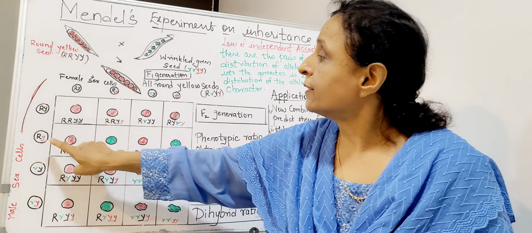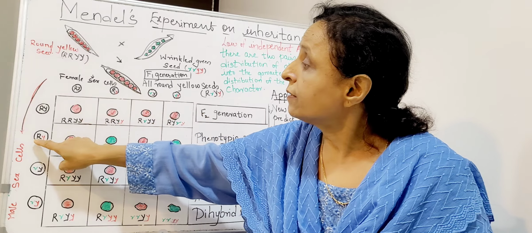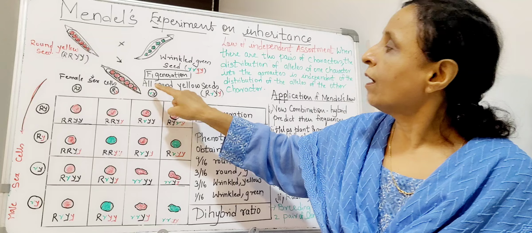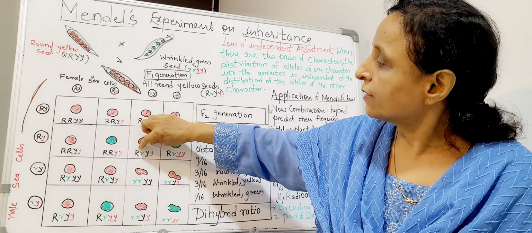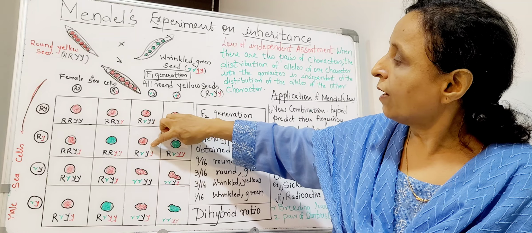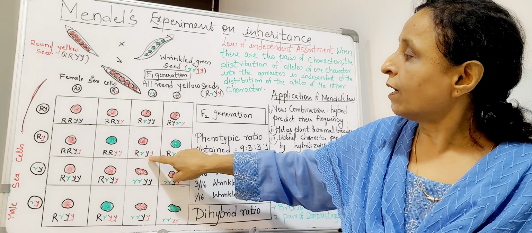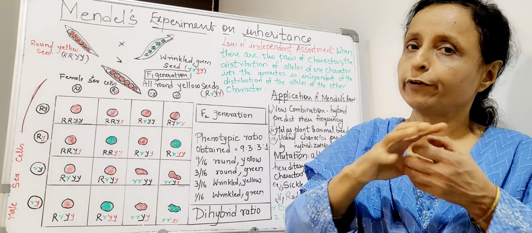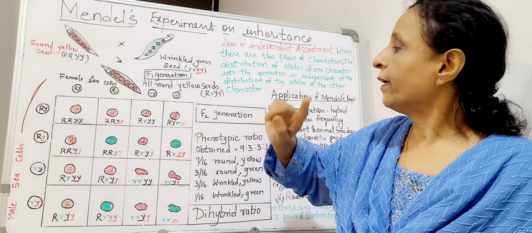Now next is RY into small r, small y. This is capital R, small y into small r, capital Y. So here this is capital R, small r, capital Y, small y. Here both are capital R and yellow. Therefore, it is going to be round and yellow. This is round and yellow.